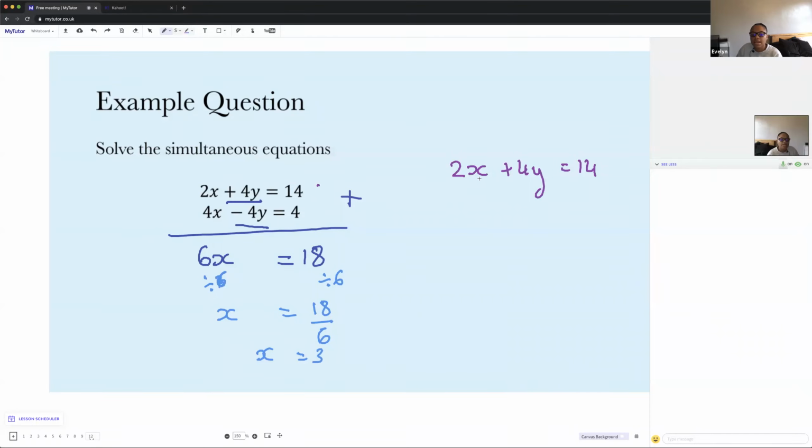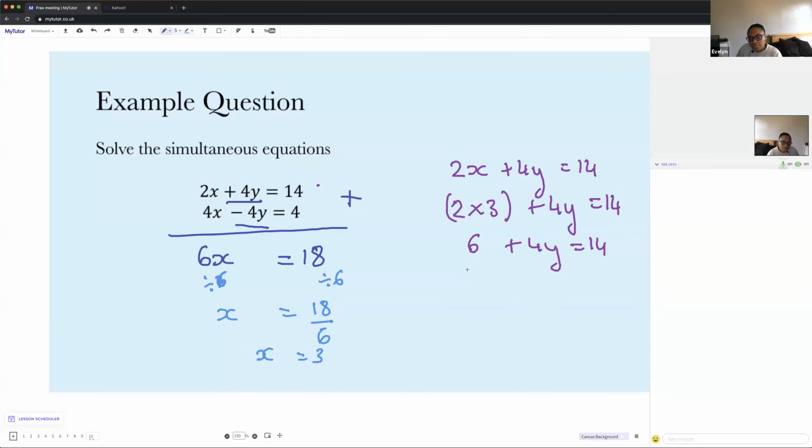I'm going to replace the x with a 3. So that will just be 2 times 3 plus 4y equals 14. So 2 times 3 is 6. So we've got 6 plus 4y equals 14. And this looks just like the other linear equations that we've been solving.